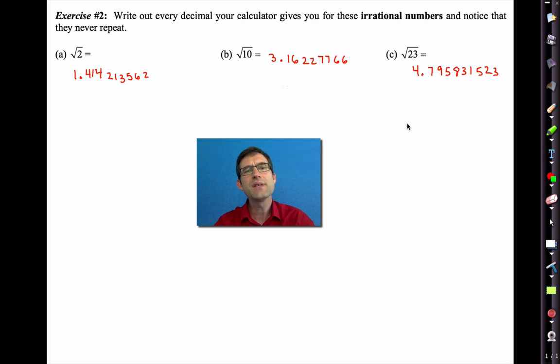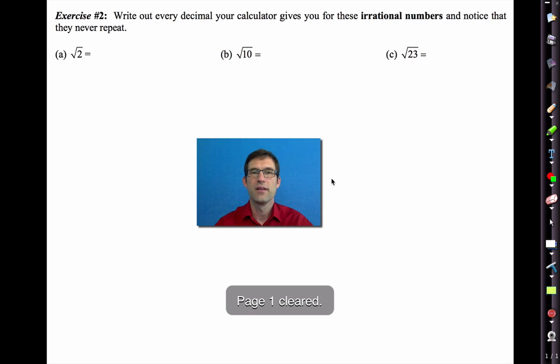All right. And this is important because, many times if you're thinking about whether a number is rational or irrational, it could be helpful to just take out your calculator, throw the number in there, and see what kind of decimal pattern it has. Okay? Anyhow, I'm going to clear this out. There's nothing too special about it. And then we're moving on. Okay, here we go. Next problem.